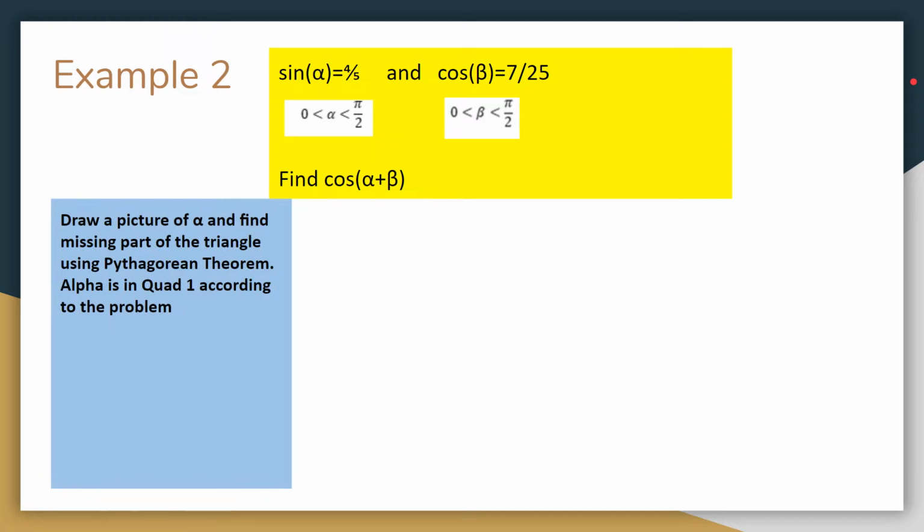So the first thing I'm going to do is draw a picture of alpha. And then I'm going to find the missing part of the triangle using Pythagorean theorem. Alpha is in quadrant 1 according to the problem. So here's a picture of alpha. It's in quadrant 1. I marked my angle here. Since the sine is 4/5, that's opposite over hypotenuse. By Pythagorean theorem, or knowing that this is a 3, 4, 5 right triangle, that side is 3.